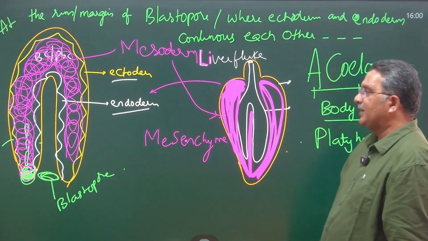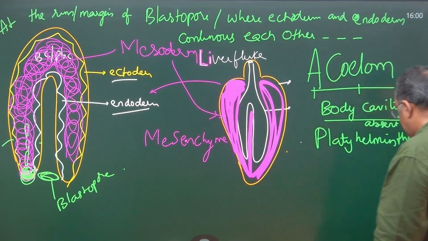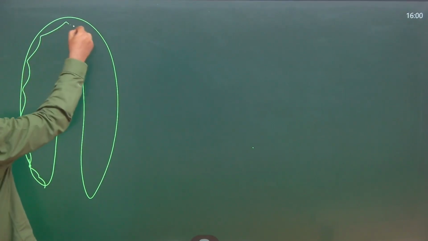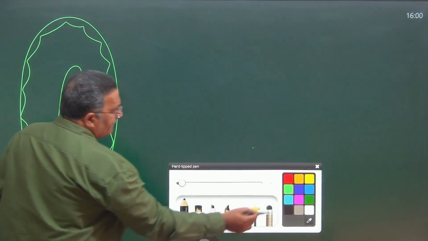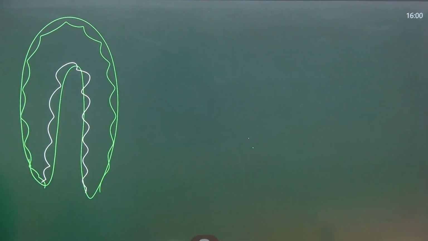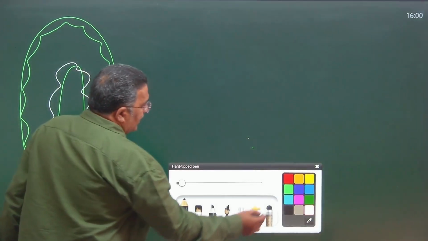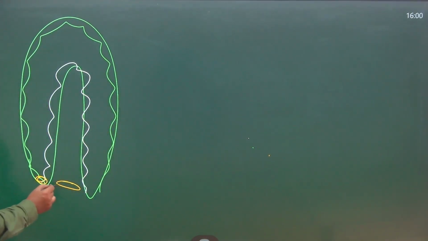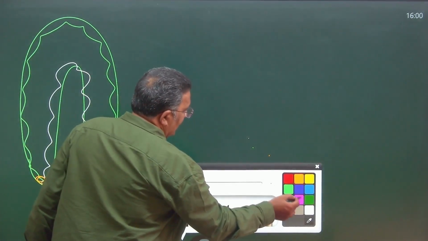Why no cavity? Mesoderm. Okay, we'll see the next story. The same, again I have to take the same: that outer layer ectoderm, this is the outer layer, and this is the inner layer endoderm, and as usual this is the place where the rim or margin of blastopore, where ectoderm and endoderm are continuous with each other. What happened? Let me take pink.